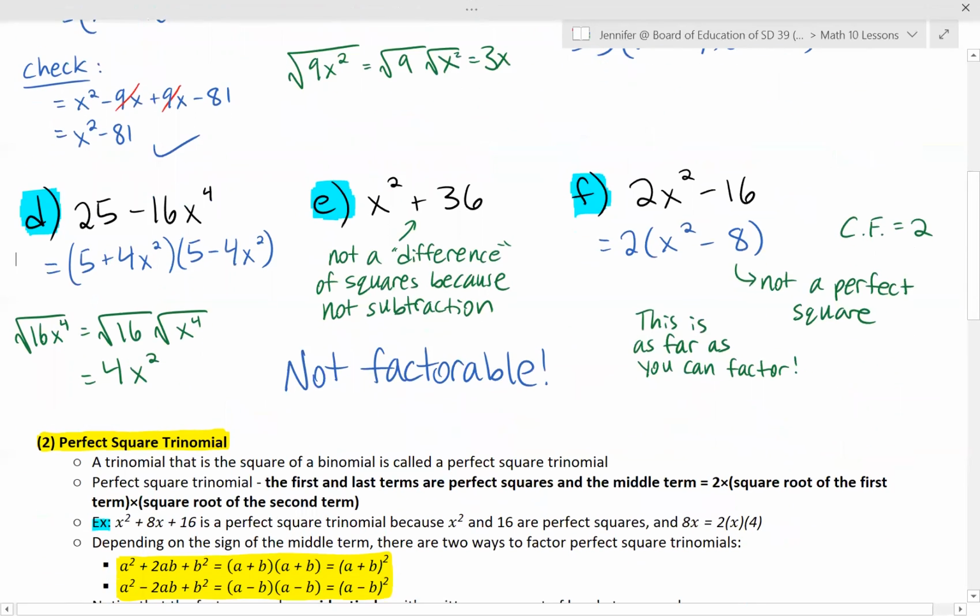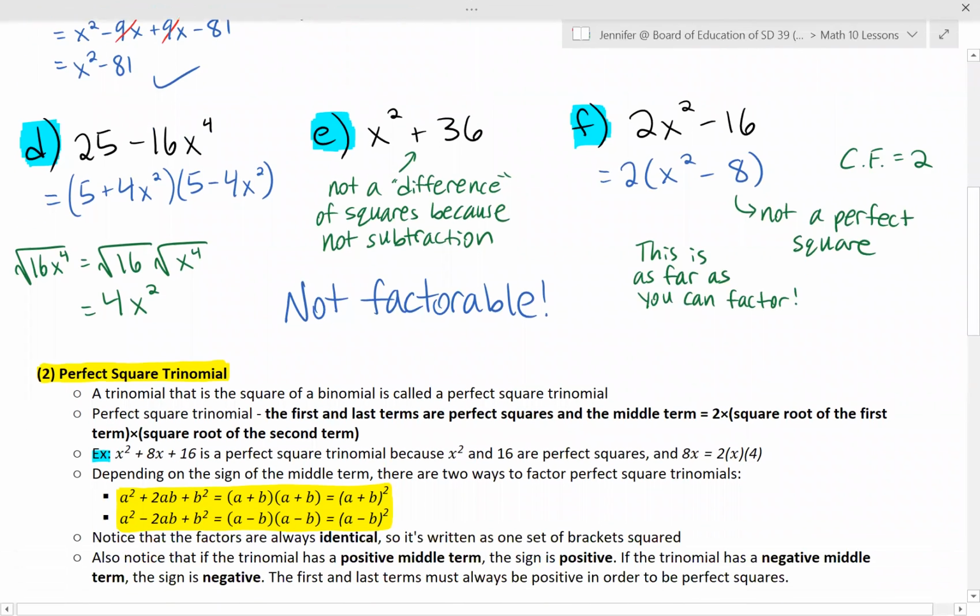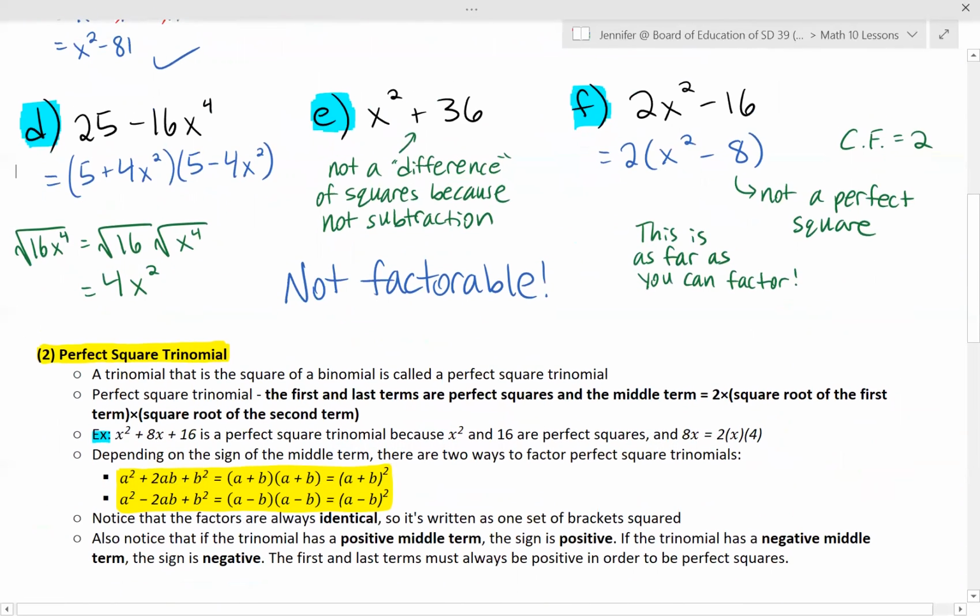The second type of special factor is called a perfect square trinomial. A trinomial that is the square of a binomial is called a perfect square trinomial. How you identify it is in your trinomial, the first and the last terms are perfect squares. And the middle term, this is something you're just going to have to memorize, the middle term is 2 times the square root of the first term times the square root of the second term.